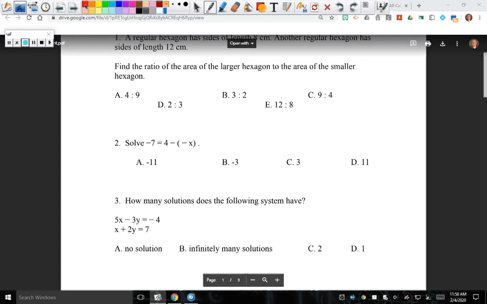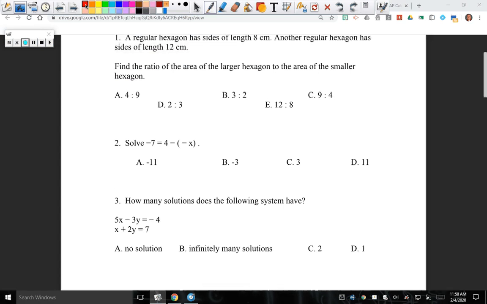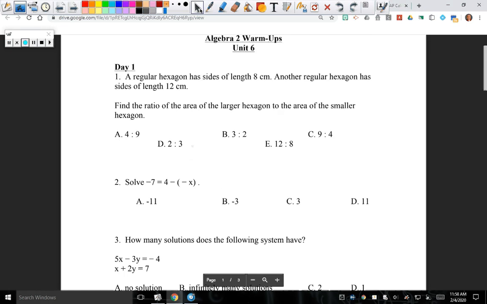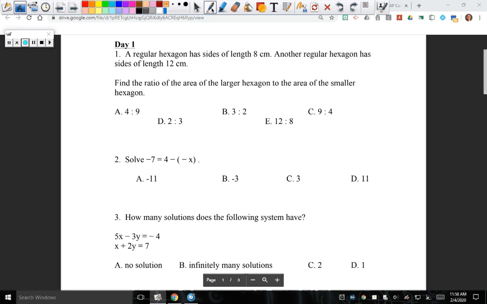Alright guys, so let's go over the warm-up for day 1 of our Unit 6. Okay? First thing, chances are you studied this in geometry close to like April or May-ish. And by then, a lot of us are ready for summer. And unfortunately, this material is highly tested, especially on the ACT.